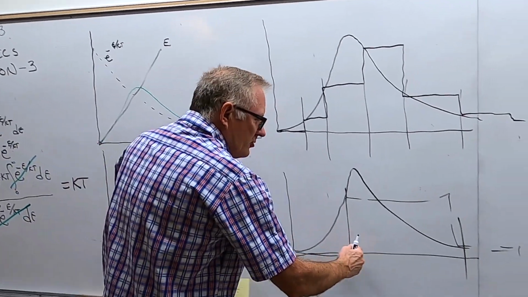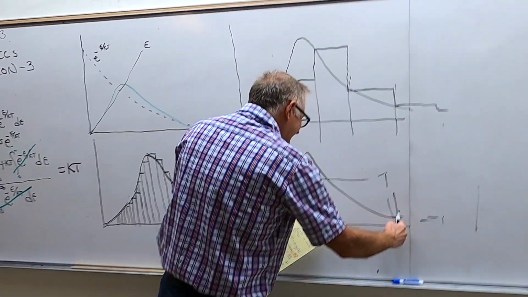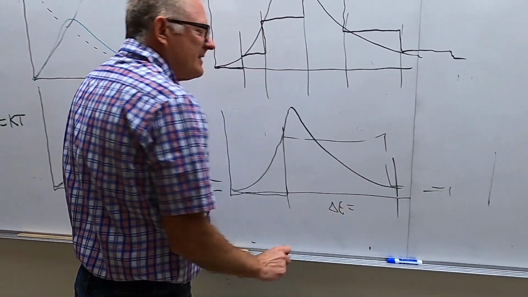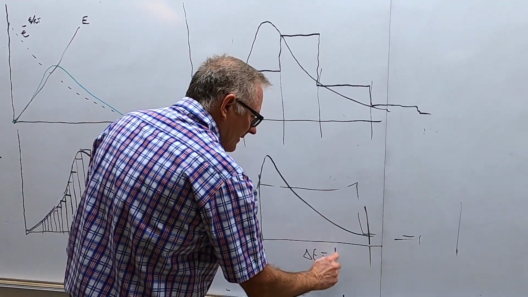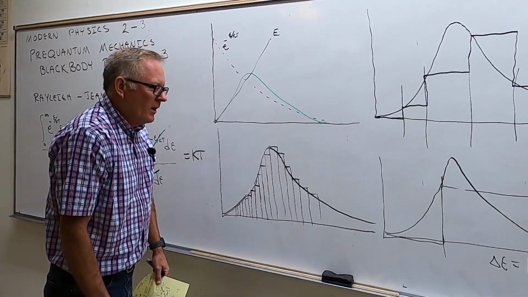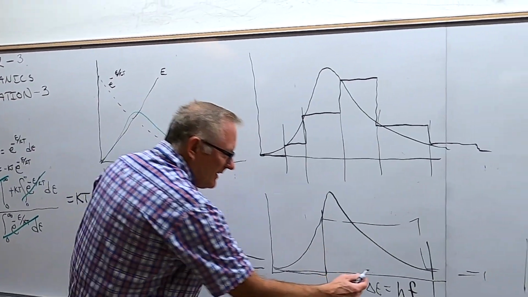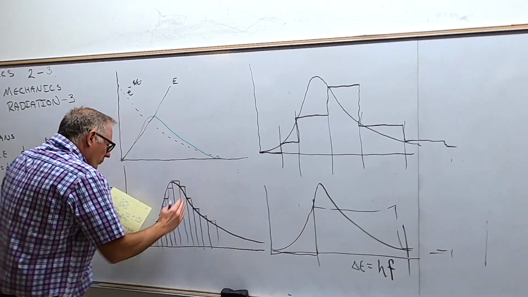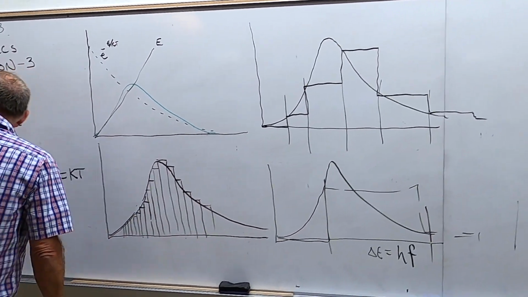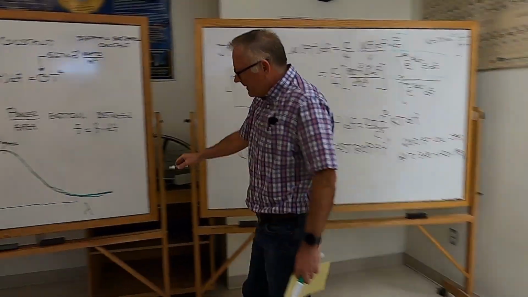So why don't we make the width of these, the delta E, some constant times the frequency? That way, when the frequency is really small, you're really close together and you get the nice perfect area, which is what I wanted because it fits really well over here.